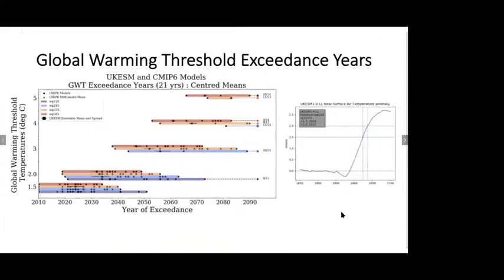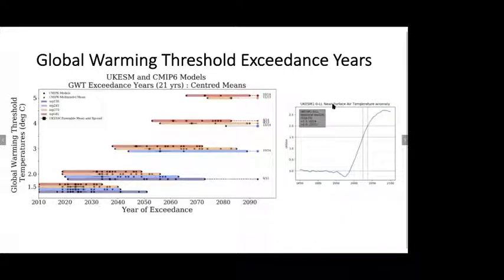So we're looking at how scenario simulations can be used to understand and prepare for impacts to humans, by studying some key climate variables around global warming threshold exceedance years. We look at certain temperatures for global warming thresholds: 1.5, 2, 3, 4, and 5.